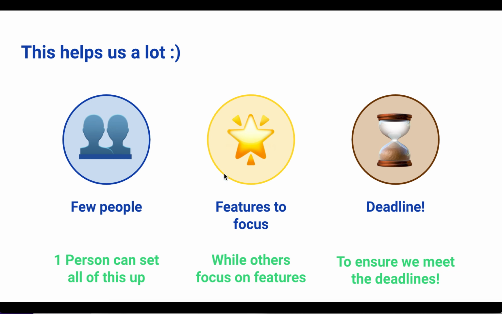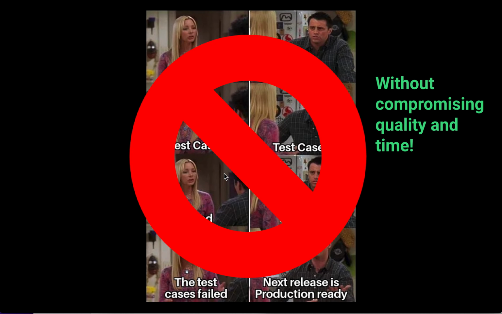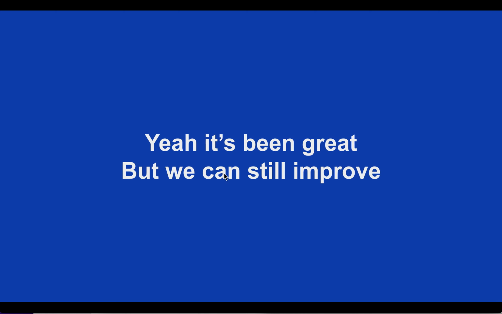Cool. So that's all of the things we set up for Bitrise and GitLab, which help us save a lot of time, because as you can see, only one person can set all those things up easily, while the others can deliver the features and meet all of the deadlines, and we don't really have to compromise between quality and time anymore, hopefully. Yeah, that's cool, sounds great, but there are still things that we would like to do more.